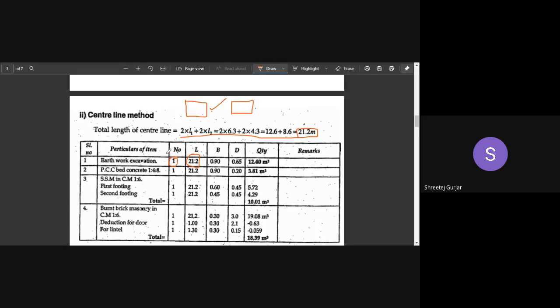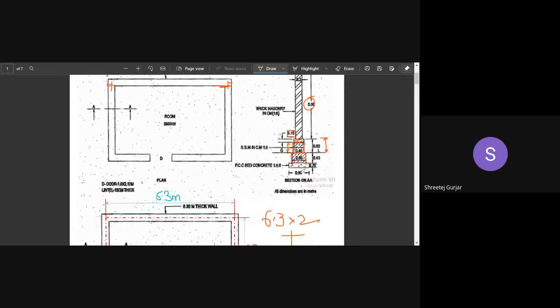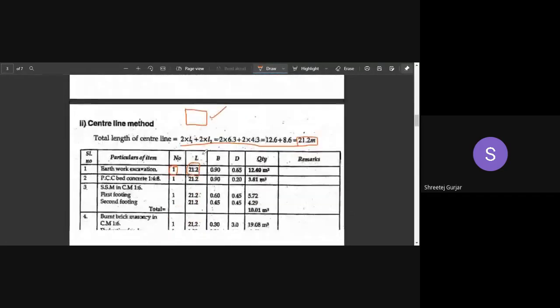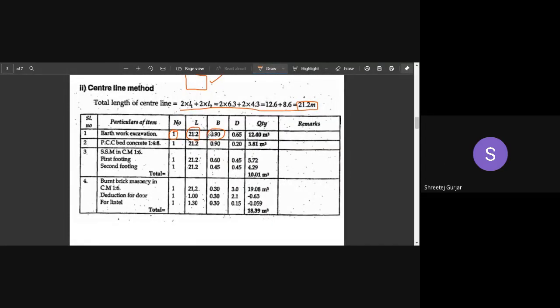So we are writing only 1 over here. Okay, so what is the width of your foundation? Width of your foundation is 0.9, and the depth of your foundation is 0.65. So 0.9 is the width of foundation and 0.65 is your depth of foundation. Multiplying these four values, we get the quantity directly.